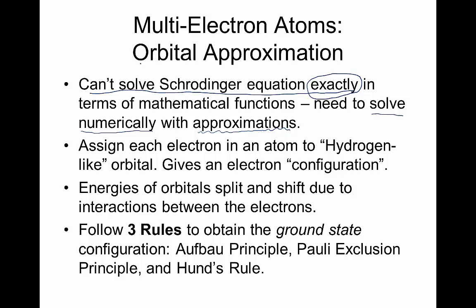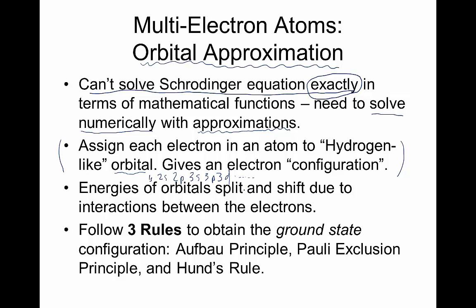One of those approximations that we're going to make is something called the orbital approximation, and it's summarized in this little bullet point right here. What we're going to do is figure out how many electrons an atom has, and then assign each electron to one of these hydrogen-like orbitals. We already know about the orbitals that hydrogen has: 1s, 2s, 2p, 3s, 3p, 3d, and so on.